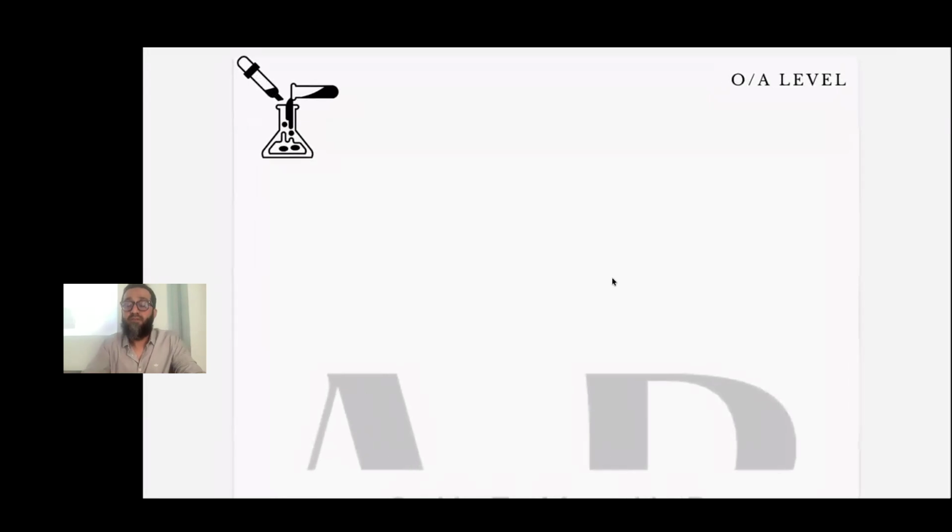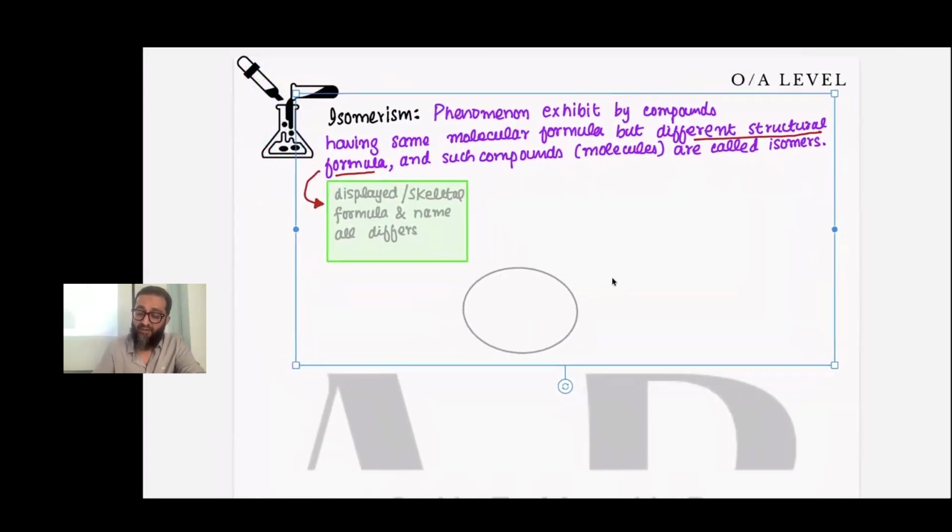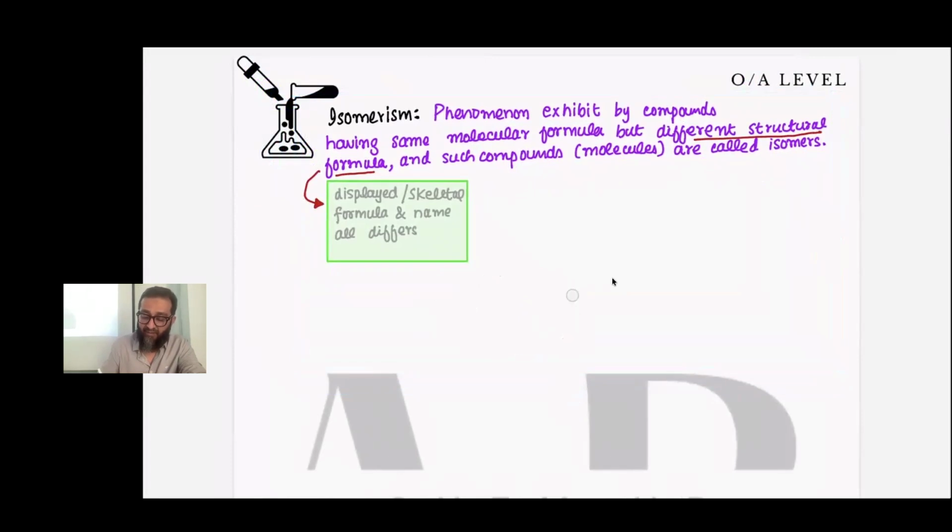So we are going to just start discussion on isomerism. Isomerism is basically a phenomenon which is exhibited by the organic compounds, and this phenomenon states that there are compounds which have the same molecular formula but different structural formula, and these compounds are called isomers. So the phenomenon is isomerism, and the compounds which show this phenomenon are called isomers.